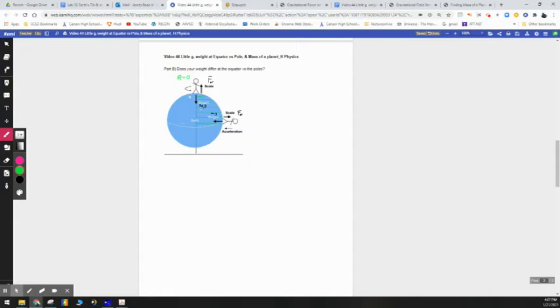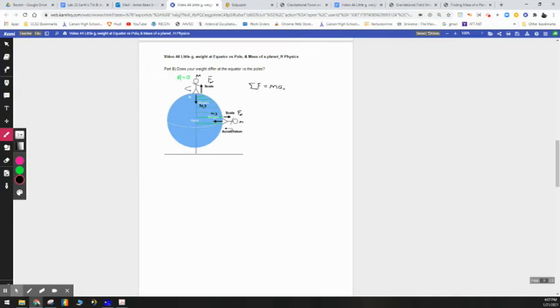Okay, so let's see how this all plays a part in determining whether you weigh more or less at the equator versus the poles. Okay, we'll do our analysis here. First of all, we'll start with the sum of the forces is equal to m times centripetal acceleration. And this person here we'll say has a mass m, and the same person up here, mass m.